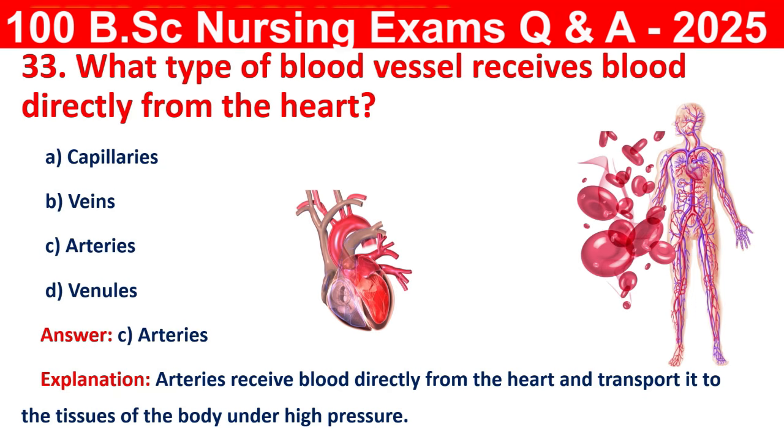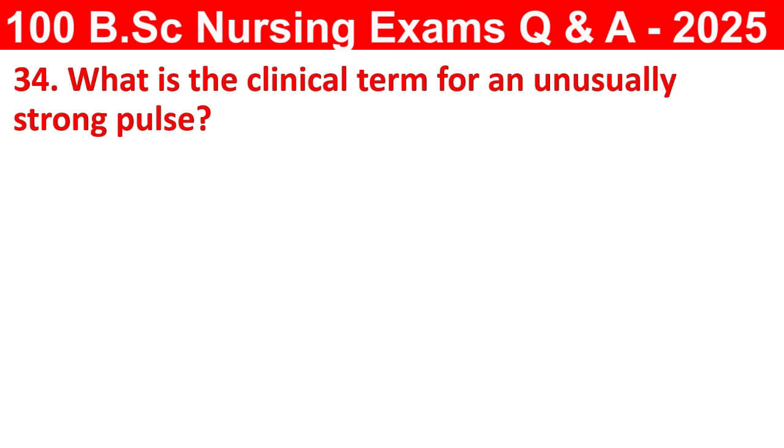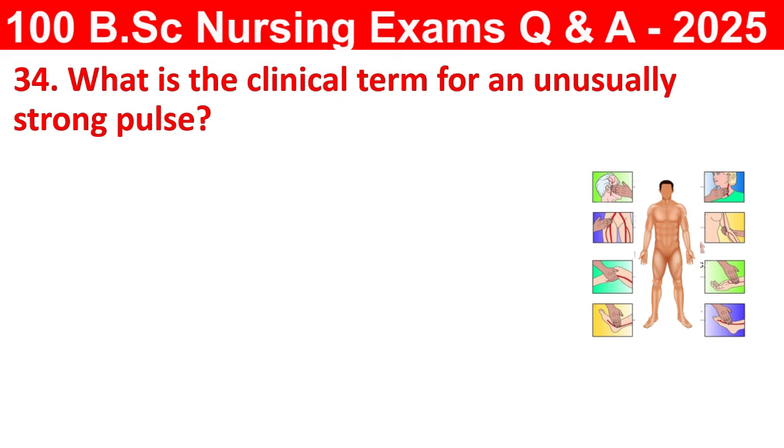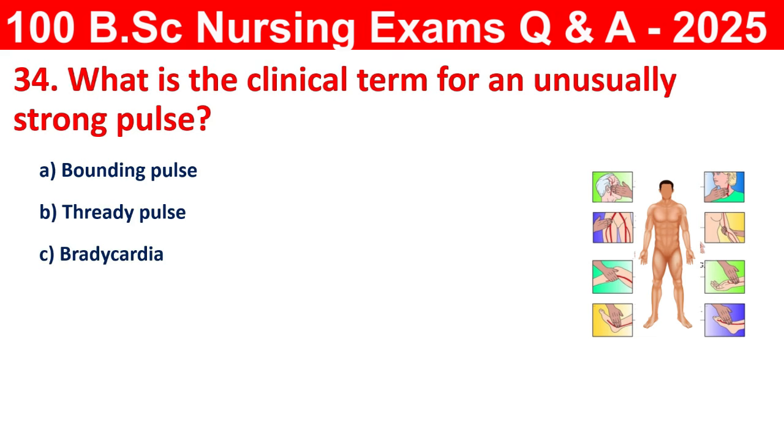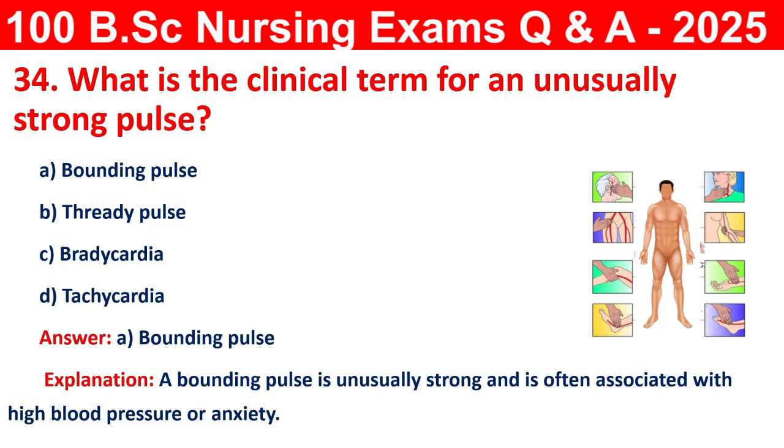Question number 34. What is the clinical term for an unusually strong pulse? Your options are bounding pulse, 3D pulse, bradycardia, or tachycardia. The correct answer is A, that is bounding pulse. A bounding pulse is unusually strong and is often associated with high blood pressure or anxiety.